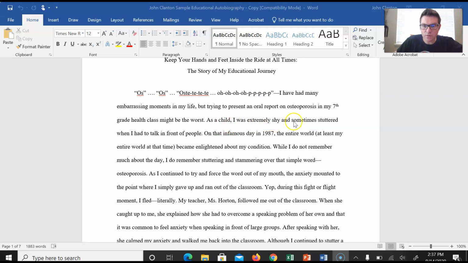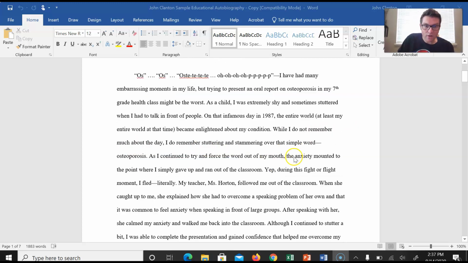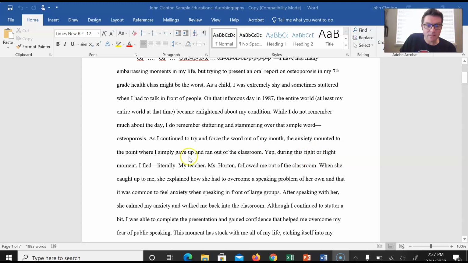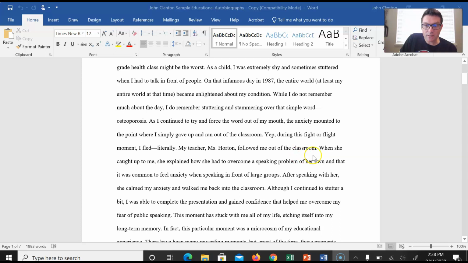As a child, I was extremely shy and sometimes stuttered when I talked in front of people. On that infamous day in 1987, the entire world, or at least my entire world at the time, became enlightened about my condition. While I do not remember much about that day, I do remember stuttering and stammering over that simple word, osteoporosis. As I continued to try and force the word out of my mouth, the anxiety mounted to the point where I simply gave up and ran out of the classroom. Yep, during this flight moment, I fled, literally.